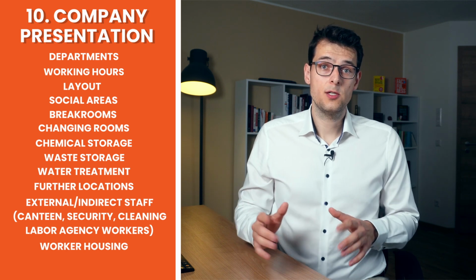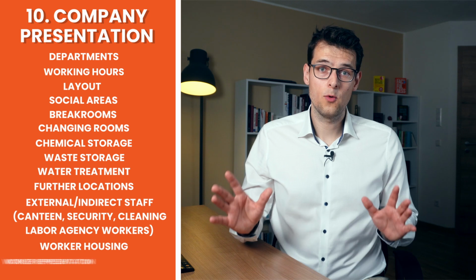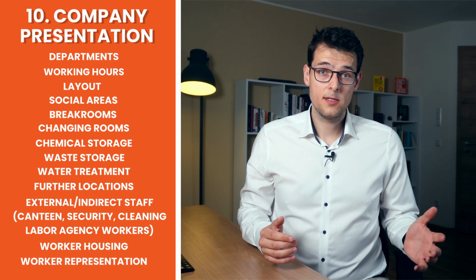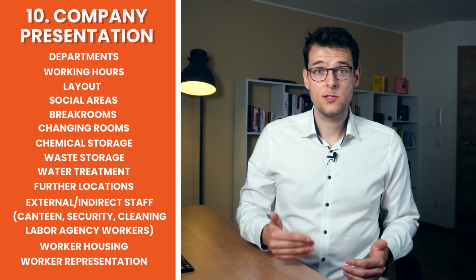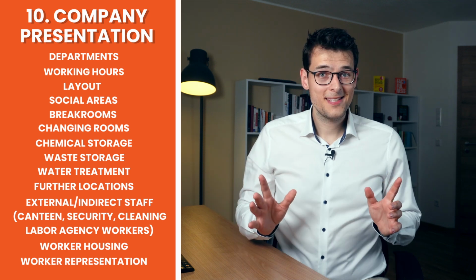During the company presentation of a social audit, it is a very good time to describe any available worker representation. Are there any works councils or similar representative bodies on site? Are there any union representatives there? Does the company have to follow a collective bargaining agreement? And so on. And then it is time to discuss the breakdown of the workforce.